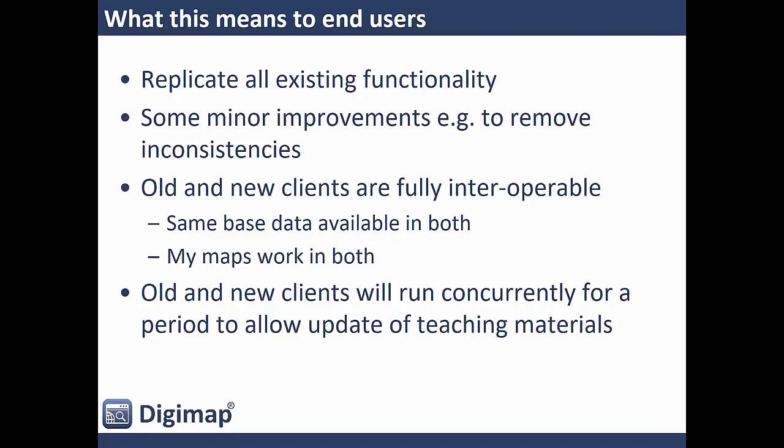A couple of things to note, though, is that the old and the new Roam applications are fully interoperable. So if you save a map in the existing Roam application, you can open it in the new one and it'll look exactly the same. All the base data is exactly the same, so all the mapping data that sits behind the system, it's all looking at the same data on our infrastructure here. So everything is fully interoperable between the two. So there's nothing to stop you having a go in the new applications and saving maps, customizing maps, printing maps, but anything you do is fully interoperable with the old Roam clients as well.